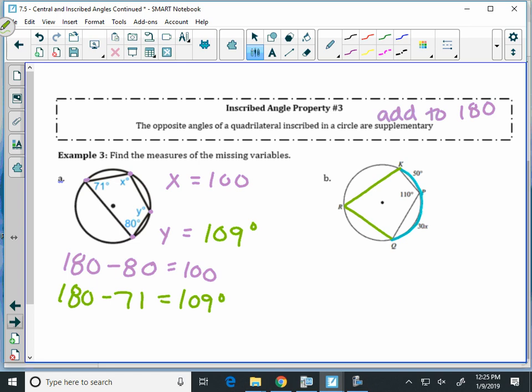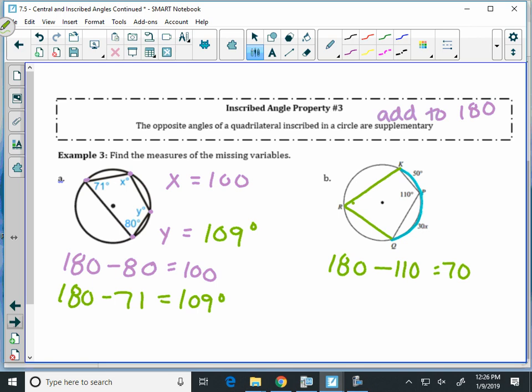We can figure out what that angle is. That will help us figure out what x is. How can we figure out what that green angle is? How can we figure out what angle r is? What do you do the opposite? Yeah, very good. I have a quadrilateral, and 110's across from it. What can we do with 110 to figure out what r is? Good, subtract it from 180. So when we do 180 minus 110, what does that give us?